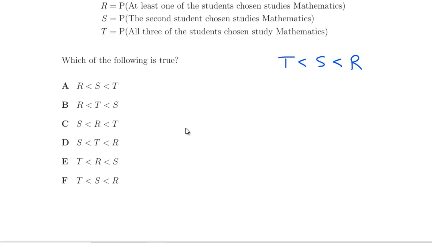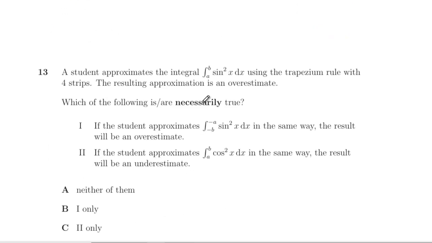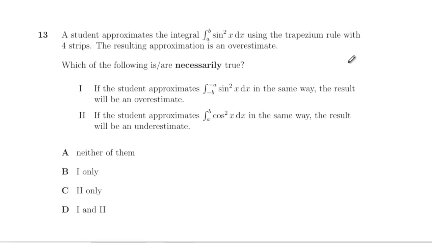TSRF. Okay, that ended up being quicker than it looked as though it was going to be on first reading. The student approximates the integral. Oh, that thing is, we go trapezium rule. Right, it's an overestimate. Right, fair enough. Which of the following are necessarily true? If the student approximates that in the same way, the result will also be an overestimate. Yeah, that is going to be true, isn't it?